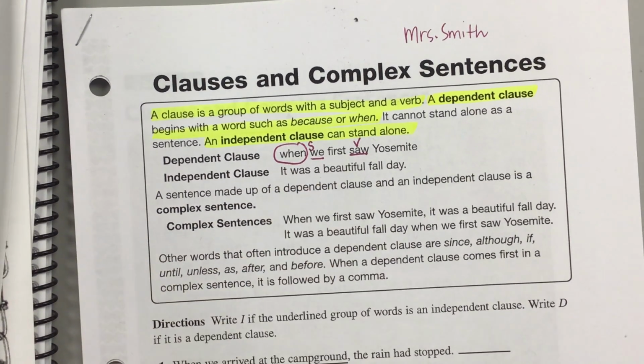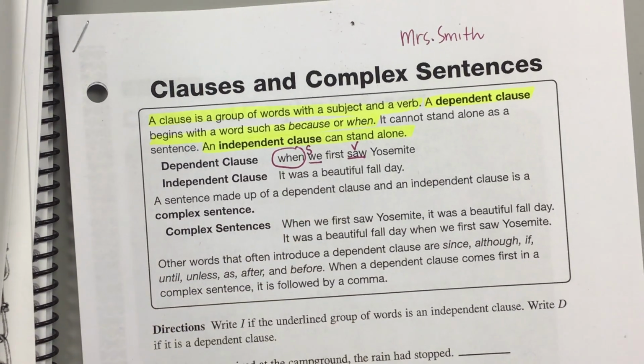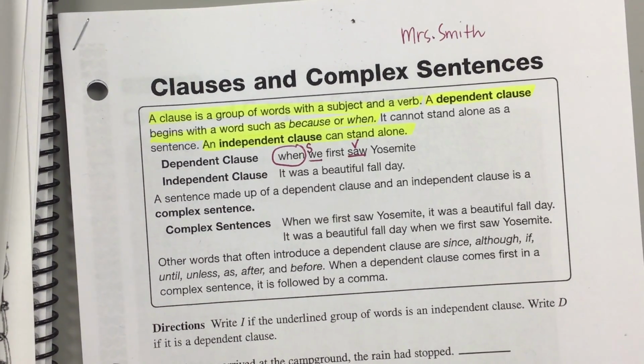Okay, the independent clause: it was a beautiful fall day. So what is our subject in that sentence? What was a beautiful fall day?